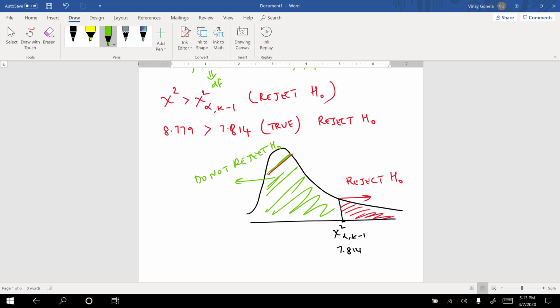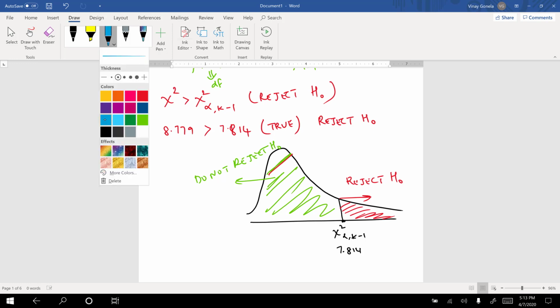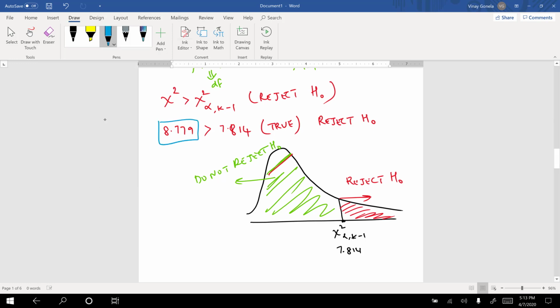So now you look for where your test statistic value falls, in which region. So if you see 7.814, the 8.779 would be to the right of it. 8.779 will be somewhere here. So this will be in the rejection region.